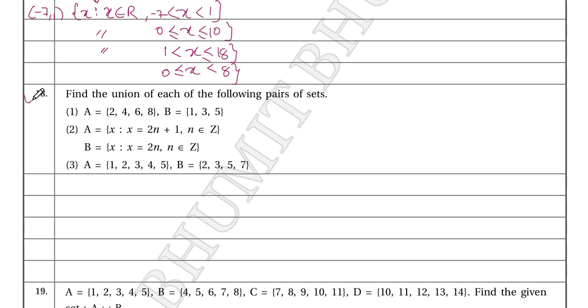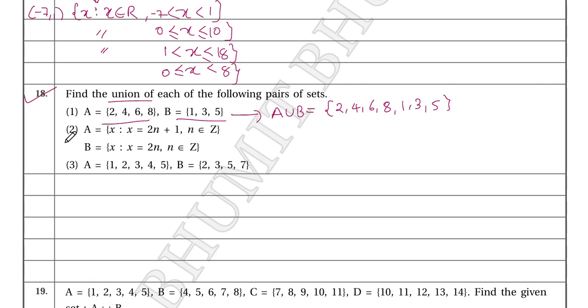Now the next topic, that is union. We have to find the union of these pairs of sets. So A is given as 2, 4, 6, 8, and B is given as 1, 3, 5. So what is A union B? Union means we have to combine both sets. So the union will be 2, 4, 6, 8, 1, 3, 5, or you can write 1, 2, 3, 4, 5, 6, 8. Okay, so this is the answer to the first one.